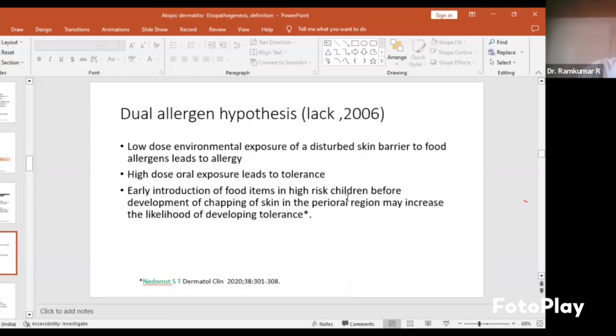So early introduction of food, especially in children before they develop perioral excoriation, this eczema, will prevent the development of food allergy. That's a very important point that we should take up.